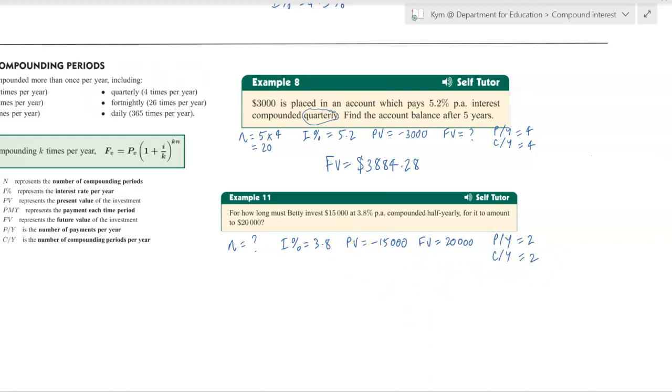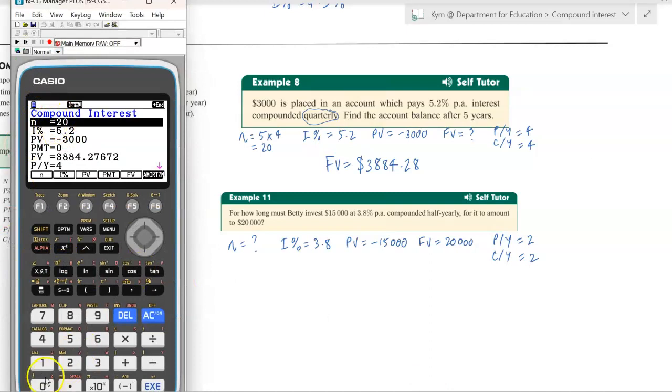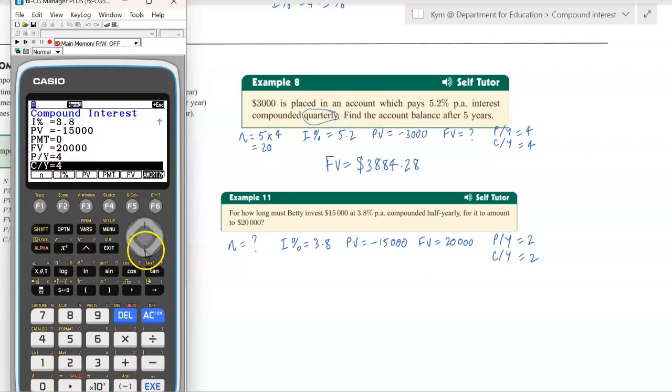So on my calculator, I'm going to put in those values. And let's just change that to 0 for the sake of this. Interest rate, let's change it to 3.8 as in the example. Present value, or that initial amount, is minus 15,000. PMT, let's leave it as 0. The future value, 20,000. Payments per year and compounding periods per year will both be 2. And I'm then going to ask it to calculate for me the value of n by pressing F1 here.